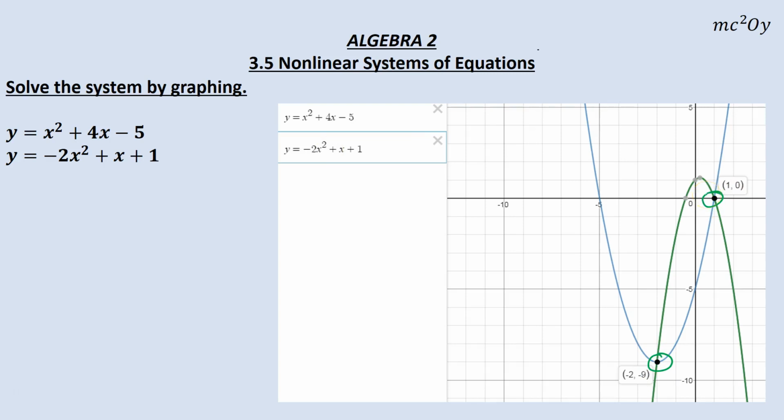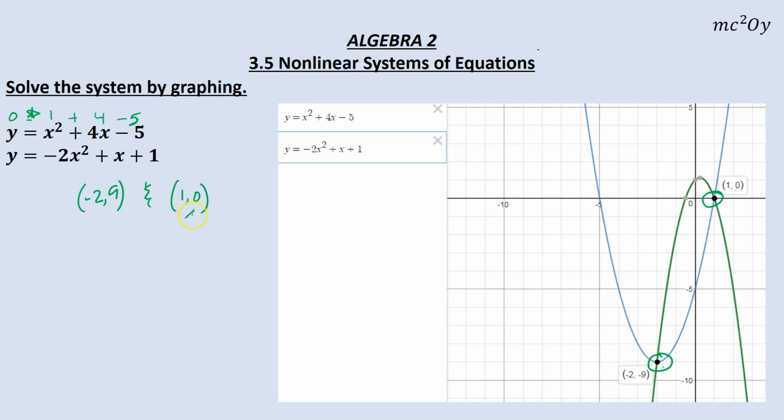That means the solution to this system would be the ordered pair (-2, 9), so this one here, and the ordered pair (1, 0). Those are both solutions. And recall, really what that means is I can substitute those values in, and it would make both of these statements true. So for instance, if I put in (1, 0), I'd have 1 squared plus 4 times 1 minus 5, and that should equal whatever y is, in this case 0. And notice 1 plus 4 minus 5 is 0.